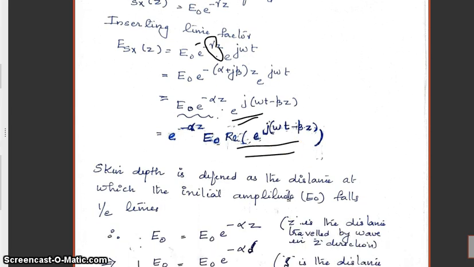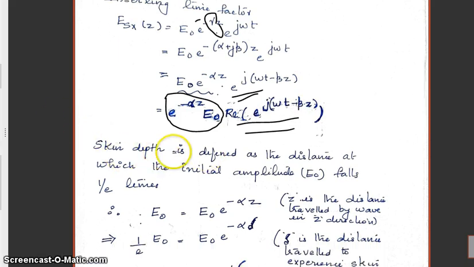Now in order to explain what skin depth is, we need only these two terms, e raised to minus alpha Z into E0. So skin depth is defined as the distance at which the initial amplitude E0 falls to 1 by e times. This is the definition of skin depth: the distance at which the initial amplitude E0 falls to 1 by e times.